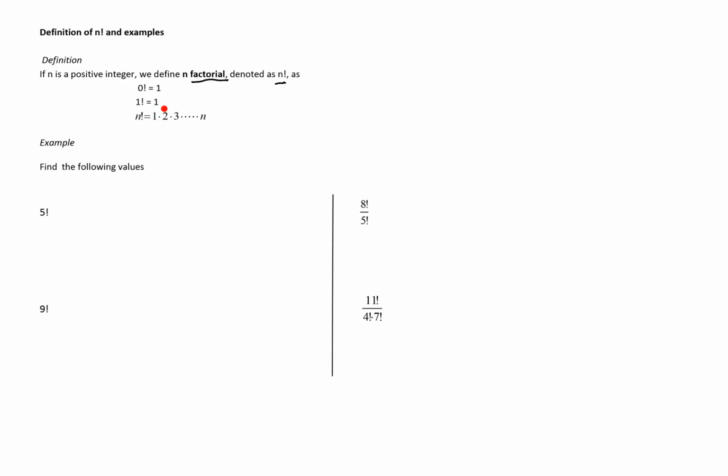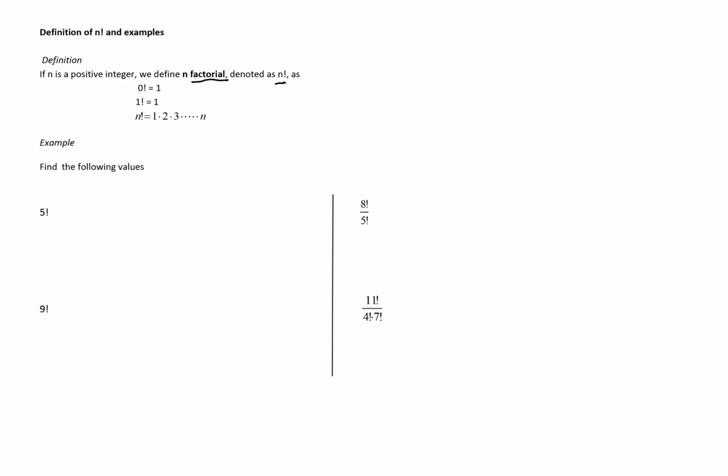1 factorial is also defined to be 1. And n factorial is the product of the first n positive integers, so it is the product 1 times 2 times 3 times 4 times, and so on until we reach a value of n. So let's look at some examples.